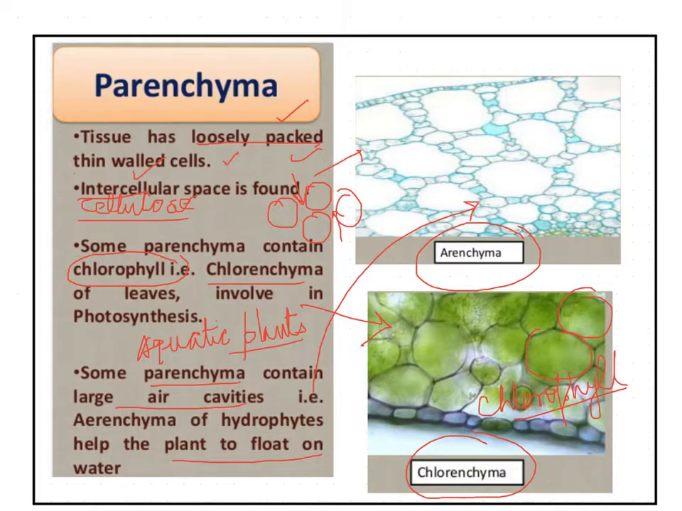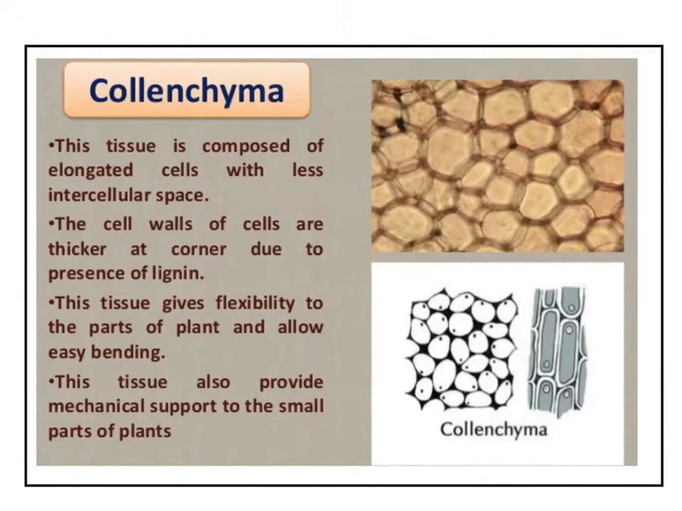So aerenchyma means the parenchyma tissue which is present in the plants which are present in water. It contains a lot of air, and because of the air, the plants can float easily. वो आसानी से तैर सकते हैं, ठीक है? तो इस parenchyma को हम कहते हैं aerenchyma. Clear? What do we call it? We call it aerenchyma. Clear?